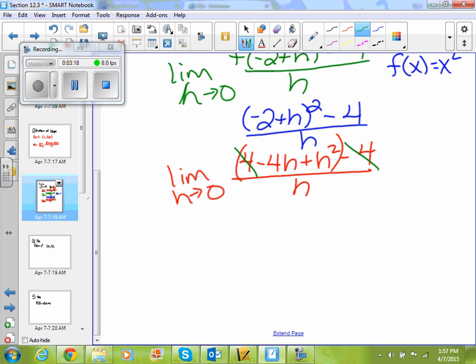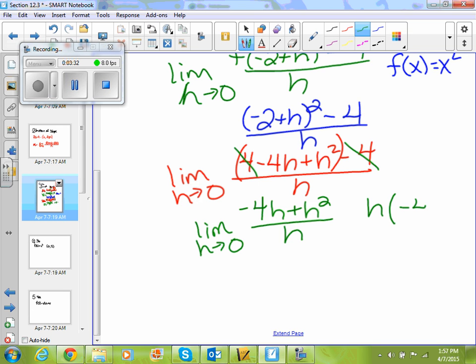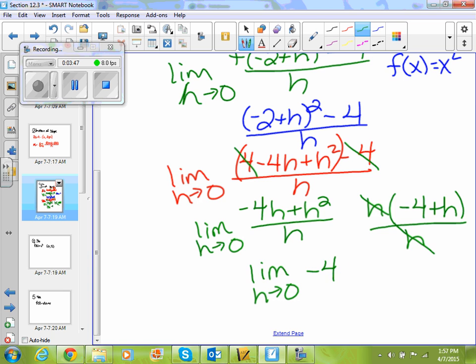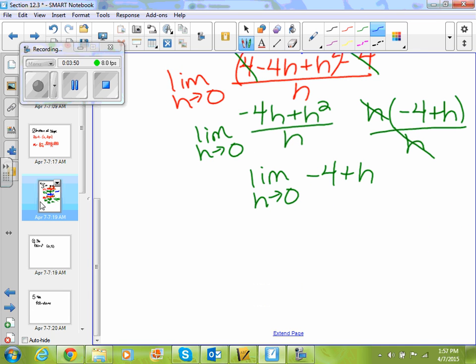Okay, well 4 minus 4 cancels. So I'm left with negative 4h plus h squared divided by h. If I factor an h out of the top, I'm left with negative 4 plus h divided by h, which then cancels. So I'm left with the limit as h approaches 0 of negative 4 plus h. And if I direct sub in 0 for h, then I get negative 4 plus 0, which is equal to negative 4.